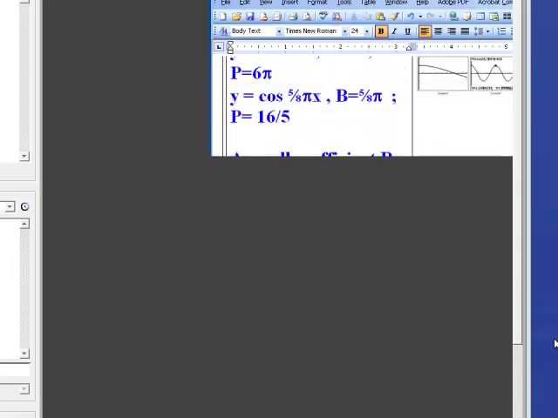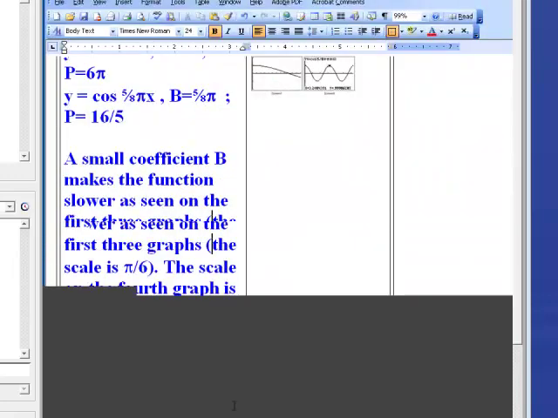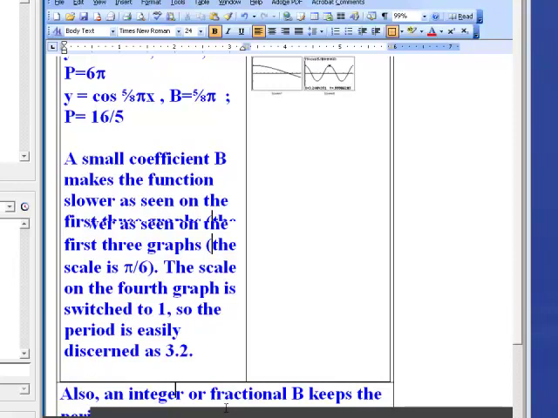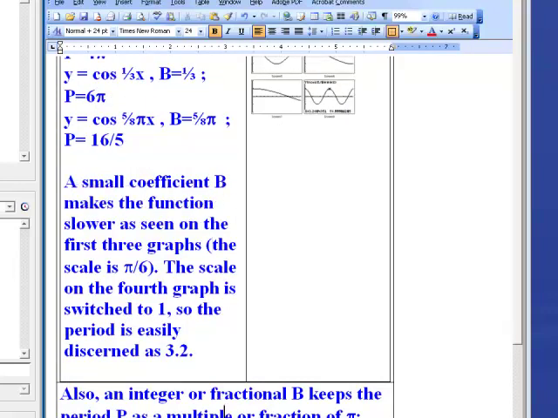Well, this down here is what I had also explained. Also, an integer or fraction of b keeps the period p as a multiple or fraction of pi. We went over this here, while b being a multiplier of pi itself makes p an integer or a fraction. I had mentioned that earlier. And with that, we're done with this section on amplitude, period, and reflection.